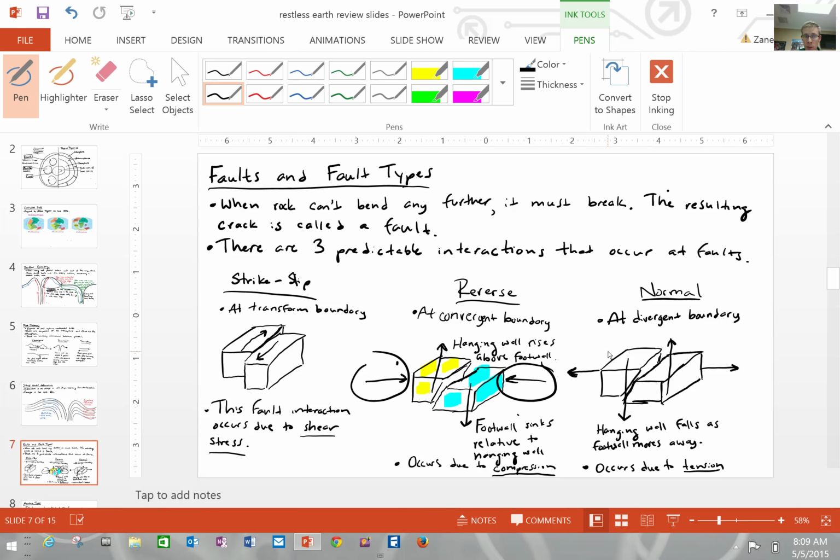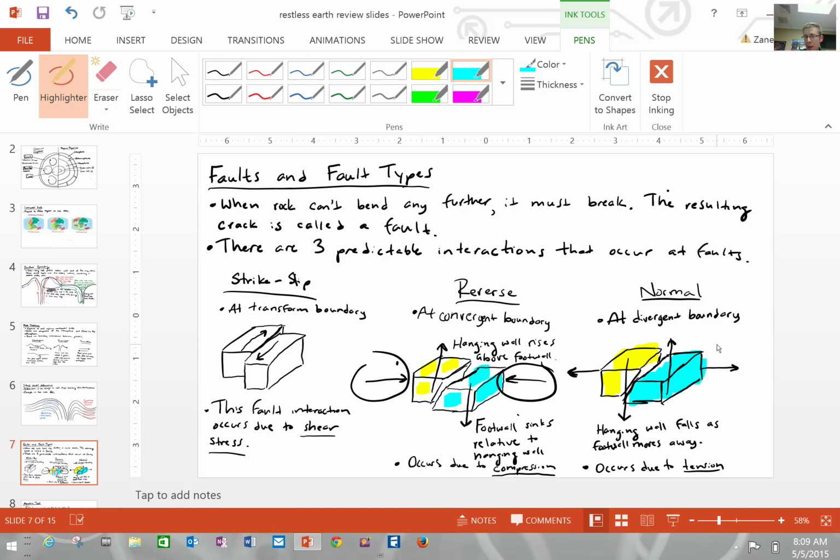Then we have normal faults, where once again we have our different walls. So here we have our hanging wall, and here we have our footwall. Now, normal faults occur at divergent boundaries, so you'll see the arrows pulling these fault blocks away from each other. Now, when you do this, the hanging wall is kind of just left hanging out there to dry, no pun intended. Now, when the footwall moves away from the hanging wall, you've got suddenly no support underneath the hanging wall, and that hanging wall is going to want to sink down.